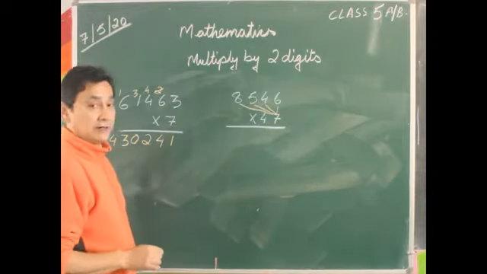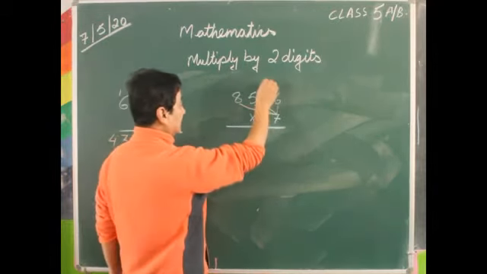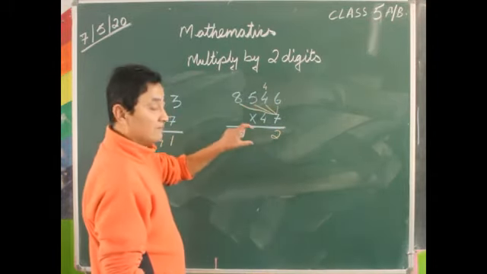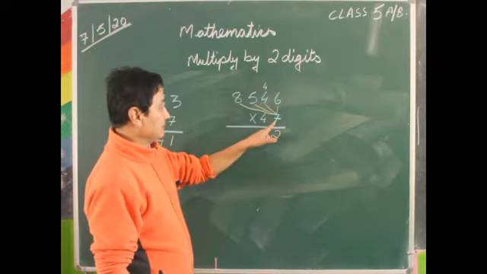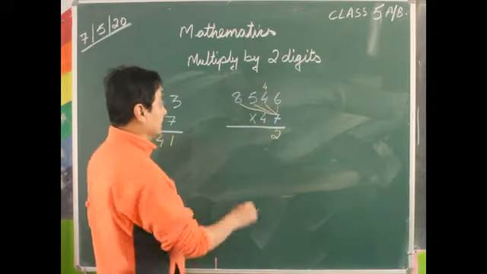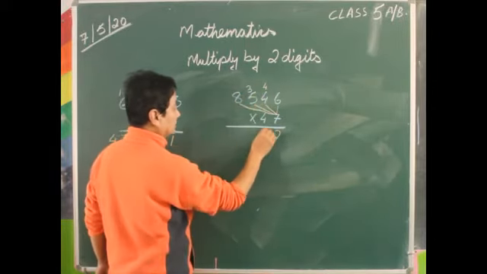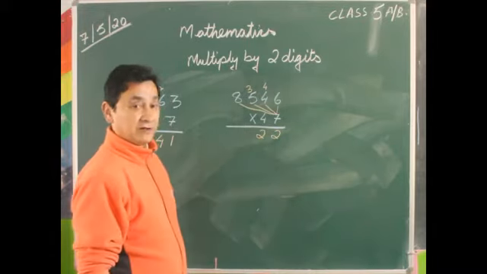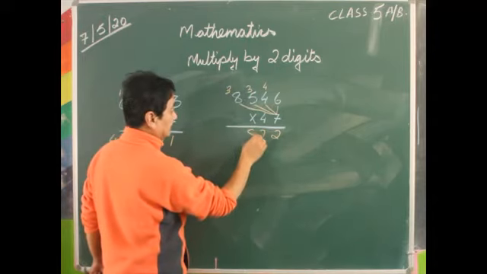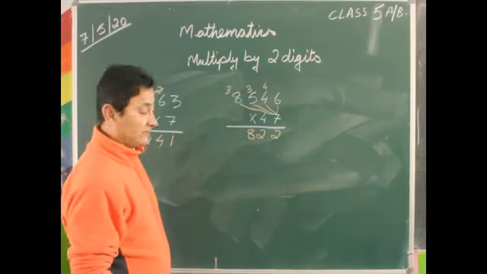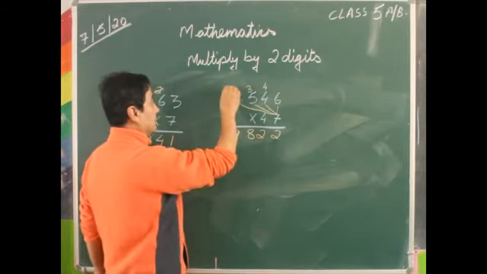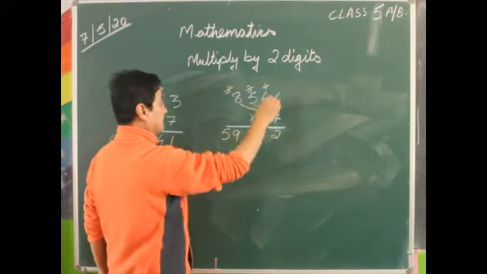So let's start. Are you ready? Good. 7 sixes are 42. Now whatever we write here is the first answer that we get by multiplying by 7. So 7 fours are 28 plus 4, 32. 7 fives are 35 plus 3, 38. 7 eights are 56 plus 3, 59. So let's cross out the carry numbers.